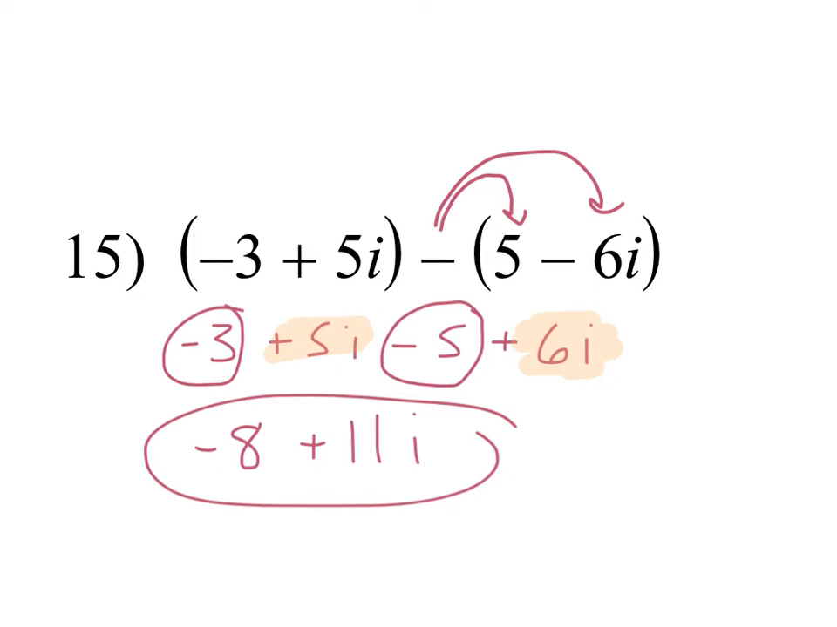I think I'm wrong. How did I do that? Wait a minute. I think I'm wrong. How did I get that wrong? I got 3. What?